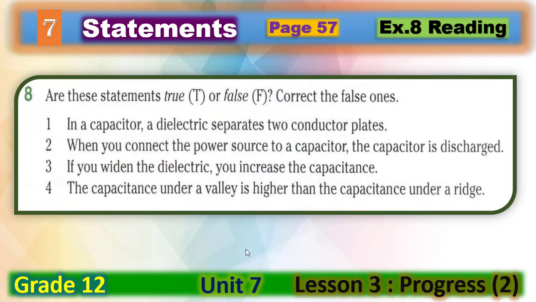Now please let's move to exercise number 8. Are these statements true, T, or false, F? Correct the false ones. All you have to do is read the sentences and decide if the sentence is true. You write T and do nothing else. If the sentence is false, you write F and you have to correct the sentence. You have 5 minutes to do the activity. When you finish, please play the video again to check your answers.